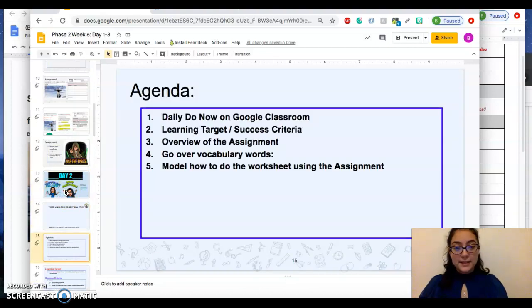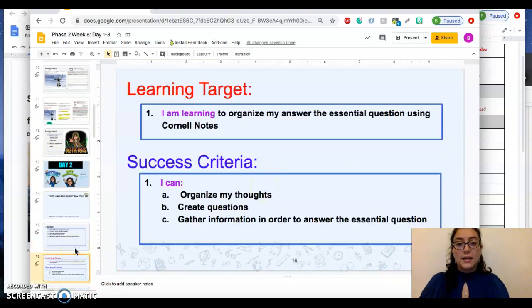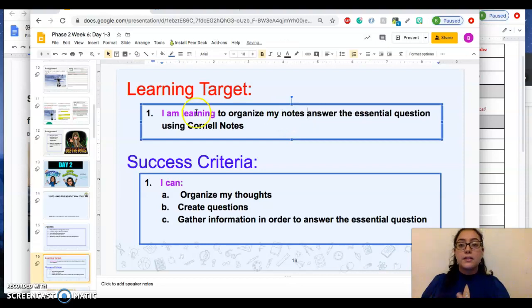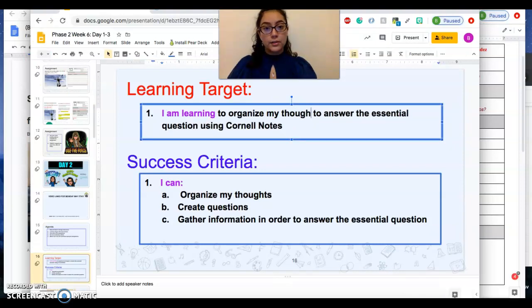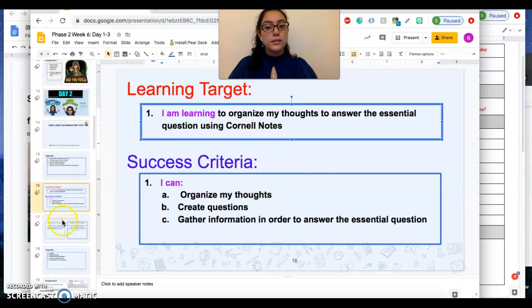Okay, so let's move on. I'll post a video when I'm done with this. The agenda, like always, same things. The only thing that usually changes is either the vocabulary or how I'm going to model the assignment. The learning criteria and success criteria is the same as yesterday because we are doing the same procedure just with a different article. So it's I am learning to organize my notes to answer the essential question. So organize my thoughts to answer the essential question using Cornell notes. Success criteria is here, how you know you reached your learning target.